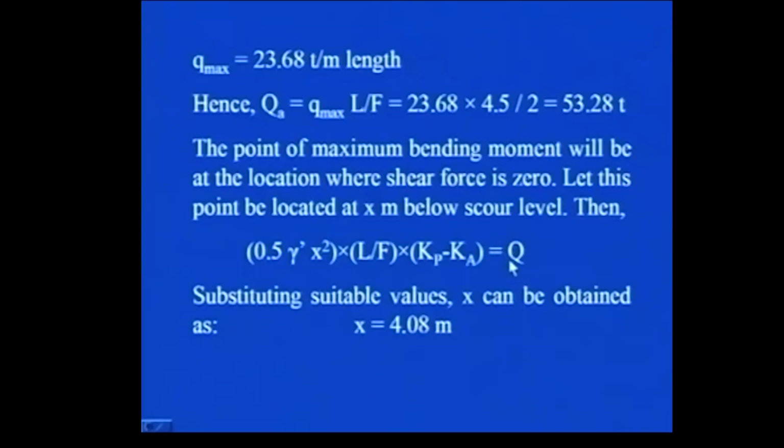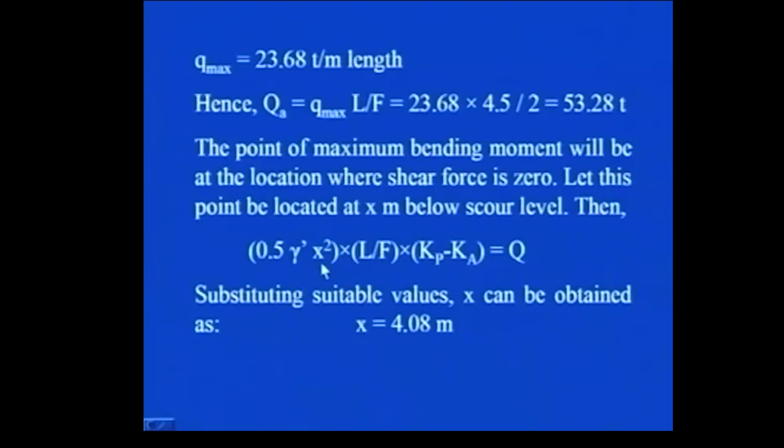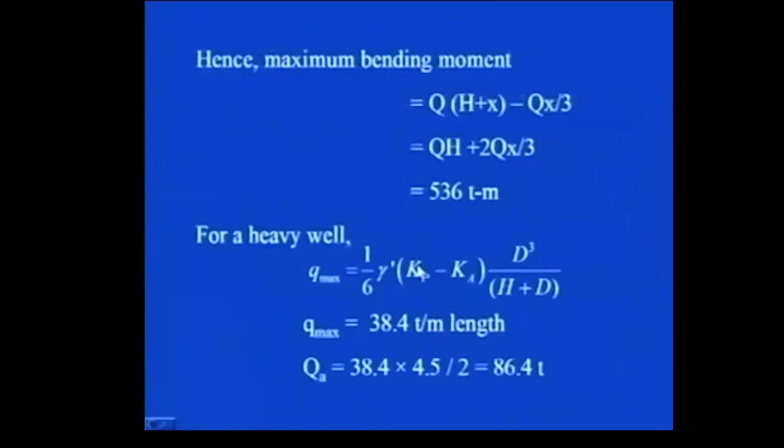This Q value, you know, is 50 tonnes, then gamma prime is 1 ton per meter cube, L you know as 4.5 meter, factor of safety is 2, and Kp and Ka you have obtained as 3 and 0.33 respectively. So, you substitute all these values and you can obtain this value of x as 4.08 meter for all these numerical values.